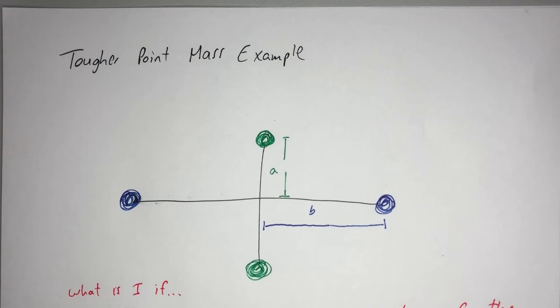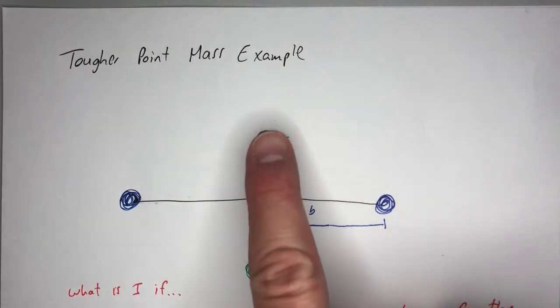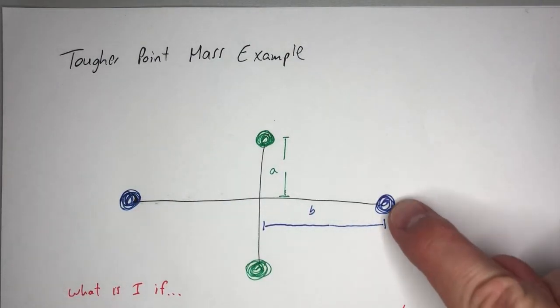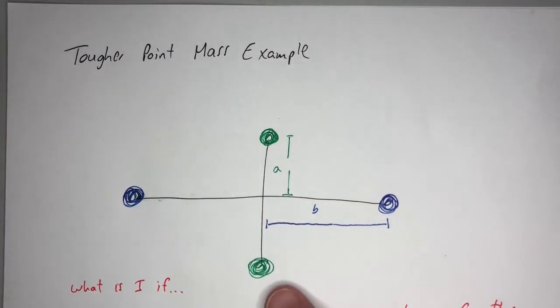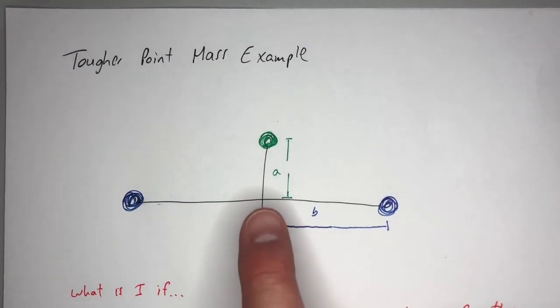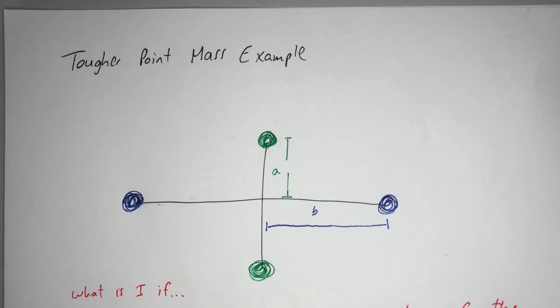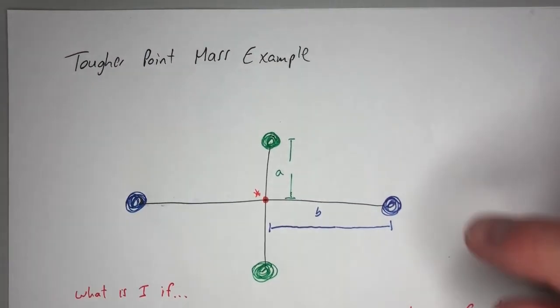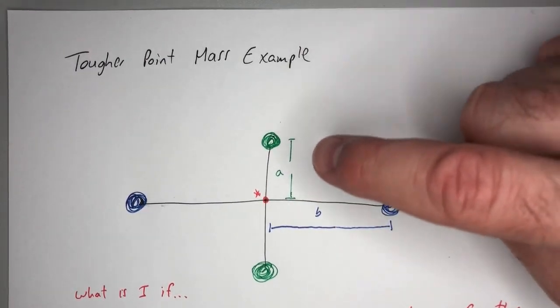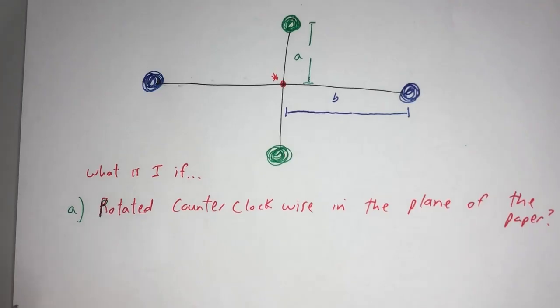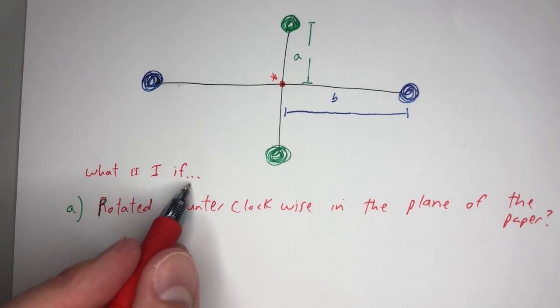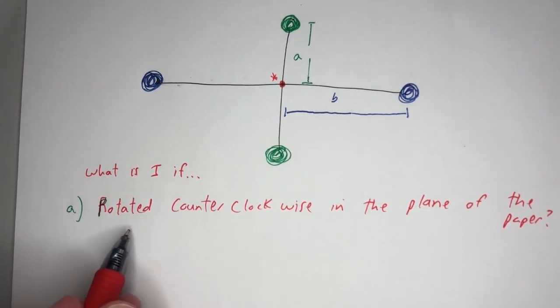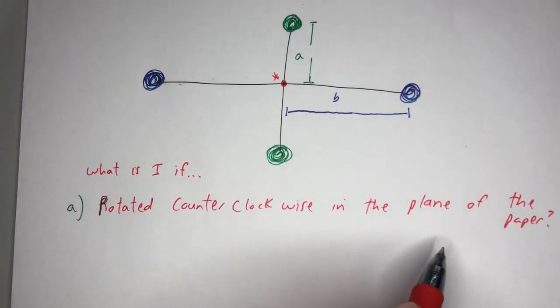I just want to finish by doing a tougher point mass example. So we have a blue mass, a green mass, a blue mass, and a green mass. The blue masses are B away from the point of rotation right here, and I should put a little star here for the point of rotation. The green masses are a distance, or separation, A away from the point of rotation. Question letter A: what is the I if the system here is rotated counterclockwise in the plane of the paper?